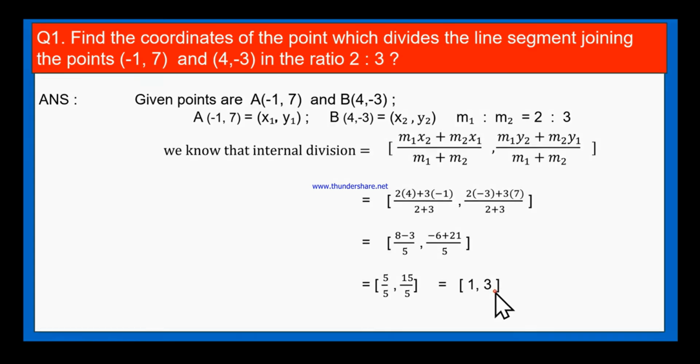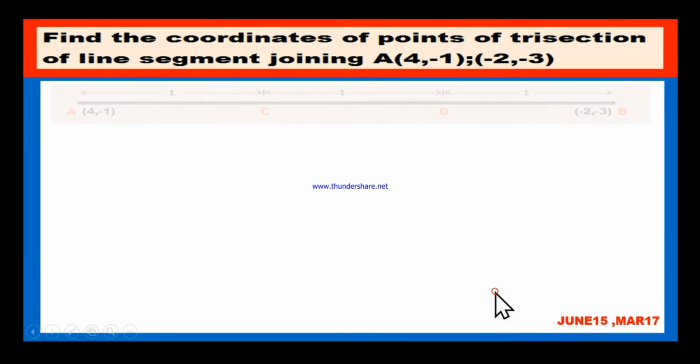Good. Now let us solve question number 2. Find the coordinates of the points of trisection of the line segment joining A (4, -1) and (-2, -3). This is one of the most important questions in the chapter. You can expect this in the public examination also. It appeared 3 to 4 times in public examination.